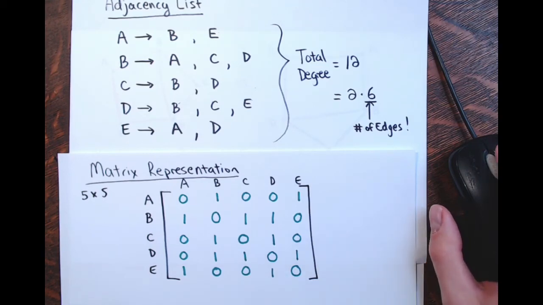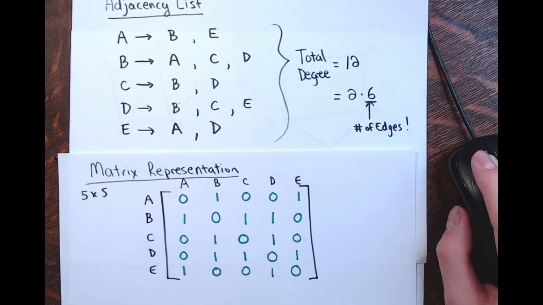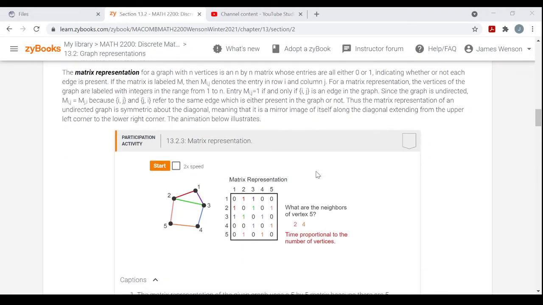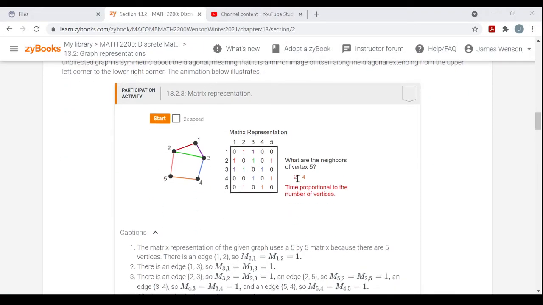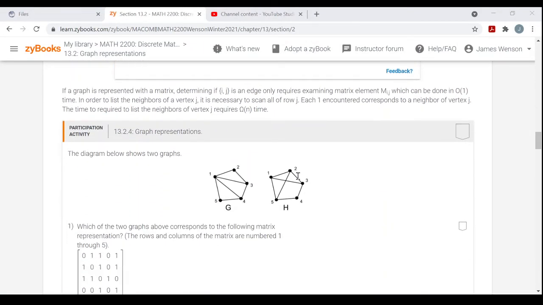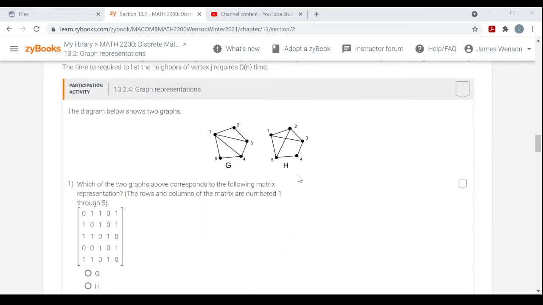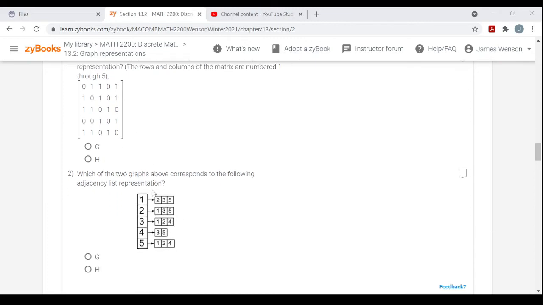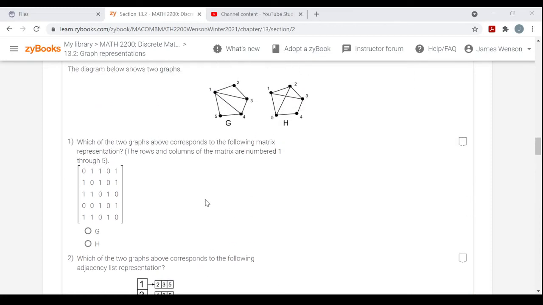All right, wonderful. All right, so they're doing that with this graph here. I'll let you watch that animation. All right, and then all they're doing, I'll leave these to you. Here's graph G with these labelings, graph H with these labelings. And they're saying which graph would have this matrix representation, which graph would have this adjacency list representation. Very, very simple, in my opinion.